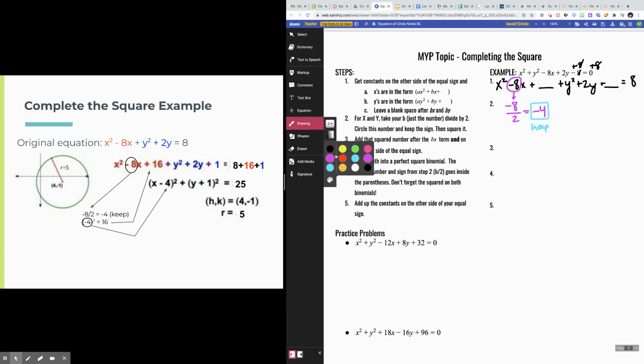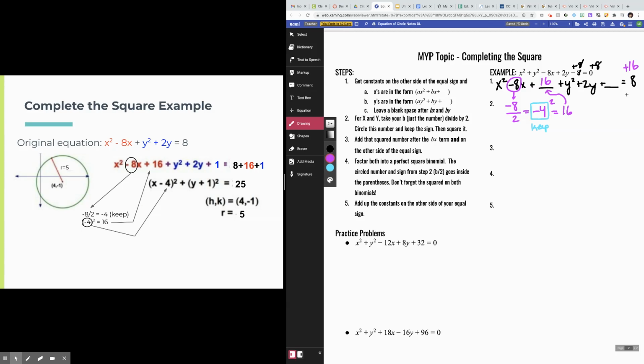Okay, and then lastly, square that number. So -4 squared is 16. Remember, a negative times a negative is a positive, right? Once you have that, plug 16 back into this blank spot, okay? And then we have our golden rule of algebra, which is whatever you do to one side, you must do to the other. So since I added 16 to the left-hand side, I must also add 16 to the right-hand side, okay?